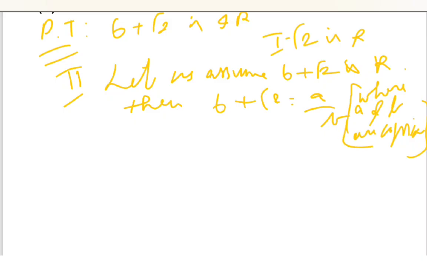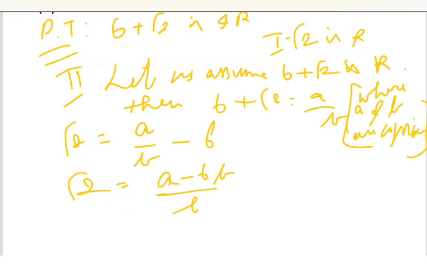Now keeping root 2 in the LHS and taking the 6 to the RHS. So the number which is under the root, you have to prove first that it is irrational, and then in the second part you have to keep that number under the root in the LHS and take all the constants to the RHS. So root 2 is equal to a by b minus, since it is in plus with root 2, if we take it to the RHS it will have a minus symbol. So minus 6. Taking LCM we get a minus 6b by b. Okay.